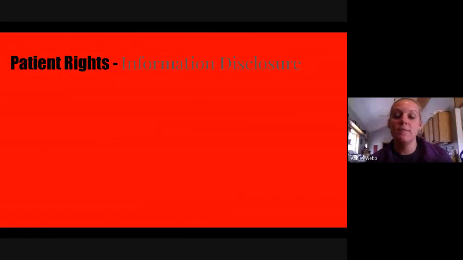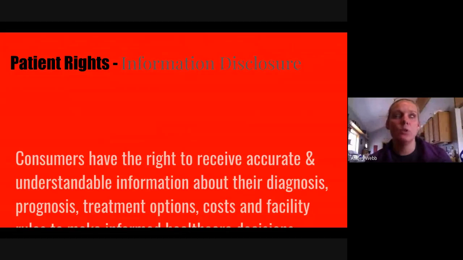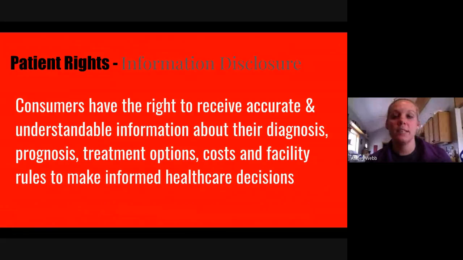The first one is information disclosure. And that simply means that they have the right for us to give them true and accurate information about their diagnosis, their prognosis, treatment options, costs, and then rules for that facility so that they can make an informed decision. Okay. There's a few parts of this that need to be explained.